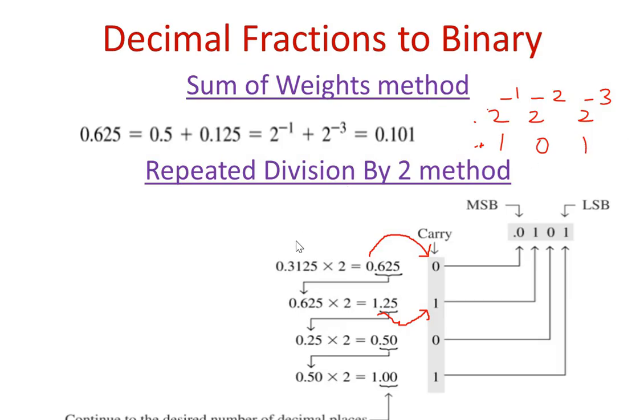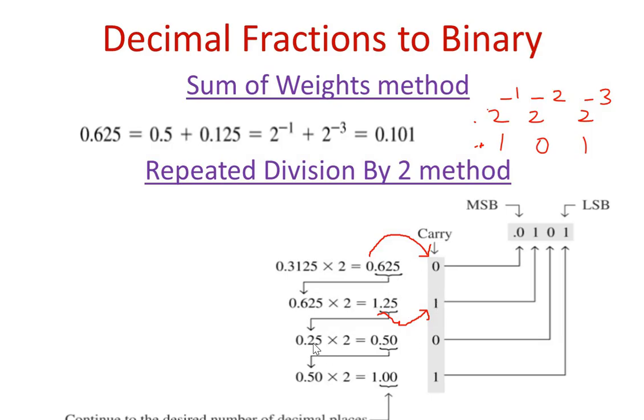Next one is the repeated division by 2 method. Here, since it contains a fractional part, instead of division we have to multiply by 2. So 0.3125 multiplied by 2 gives 0.625, and the carry is 0, which we place here. Next, 0.625, again we repeatedly multiply it by 2, until the fractional part becomes 0. So 0.625 into 2 is 1.25. So the carry here is 1.